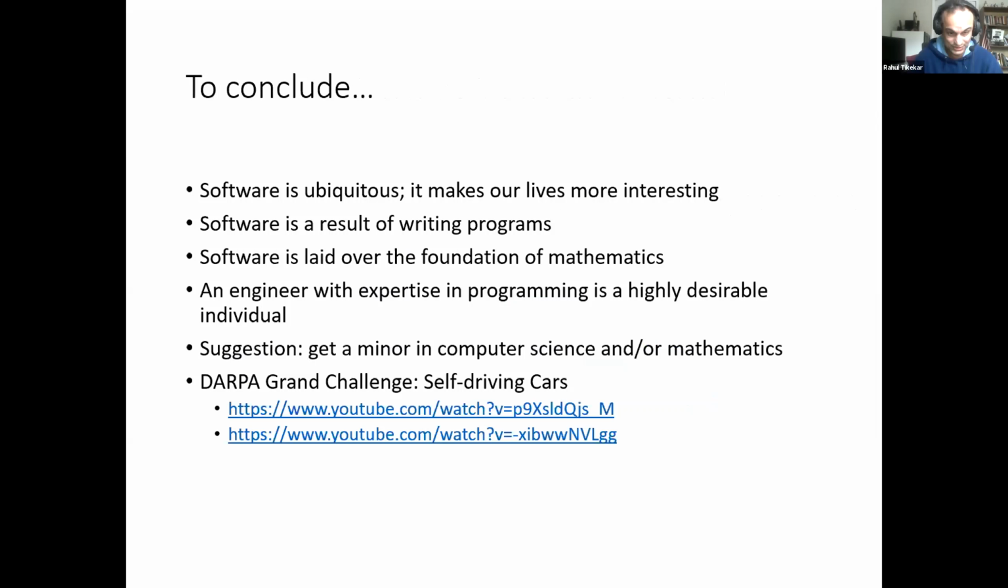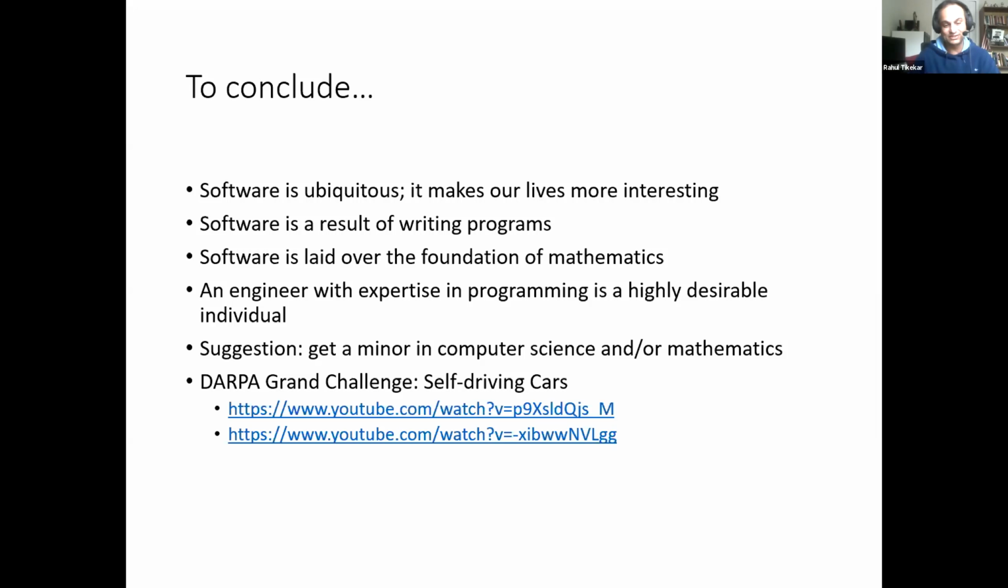So to conclude, software is ubiquitous. It's everywhere. It makes our lives more interesting. Software is a result of writing programs. But most importantly, software is laid over the foundation of mathematics. So an engineer who has an expertise in programming is a highly desirable individual, and you won't need to wait 90 days to find a job. It'll be like before you even finish your degree.